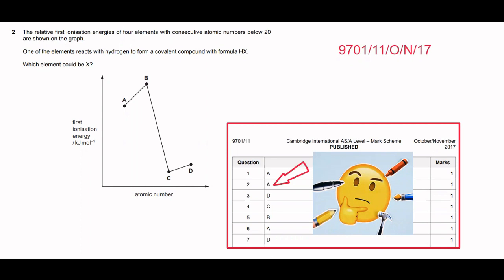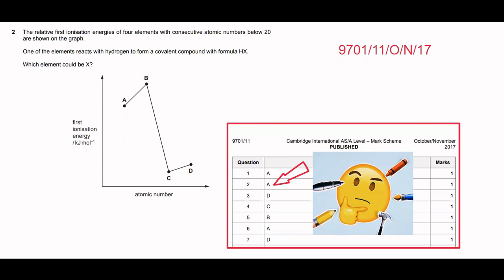Hi, so today we will be going to discuss a question taken from a CIE question paper. This is the question paper code. It's a 2017 question paper. This video has been created on request from one of the viewers.